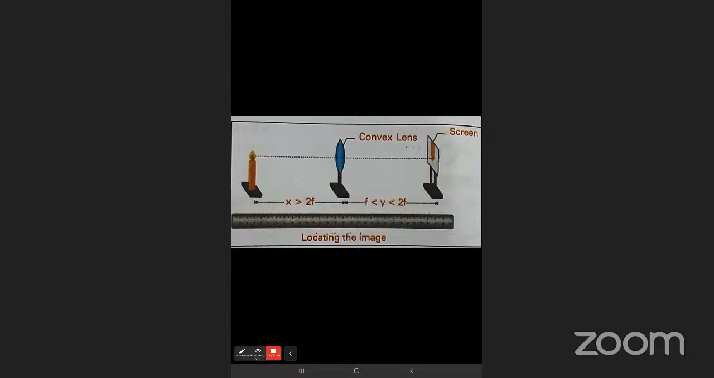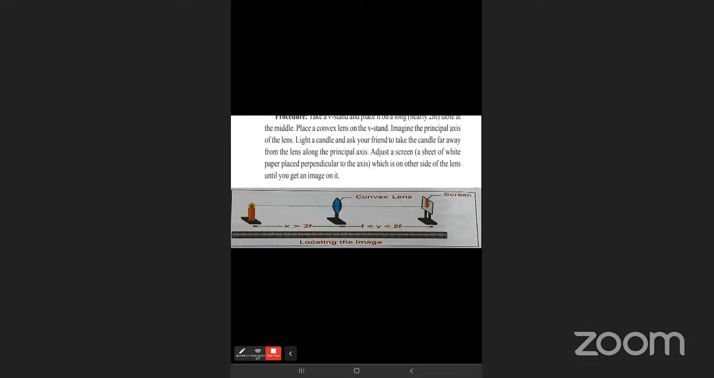Now, first of all, we have to take a V-stand and place it on a long table at the middle. Now, place a convex lens on the V-stand. So here, we have taken one V-stand and we place a convex lens on this V-stand here. Here, imagine the principal axis of the lens.